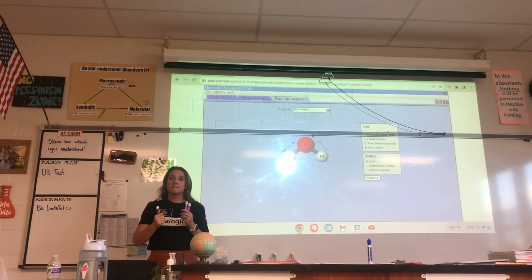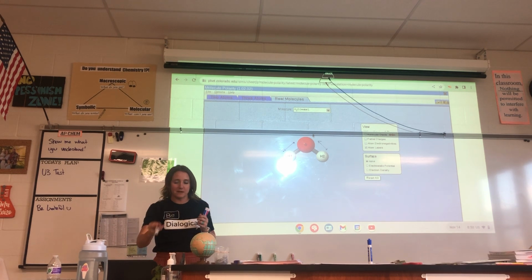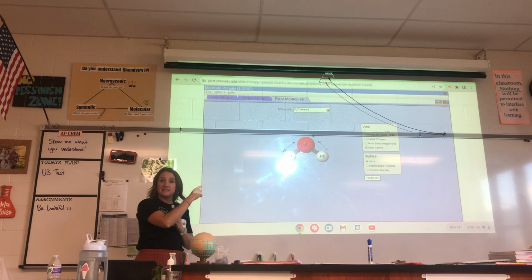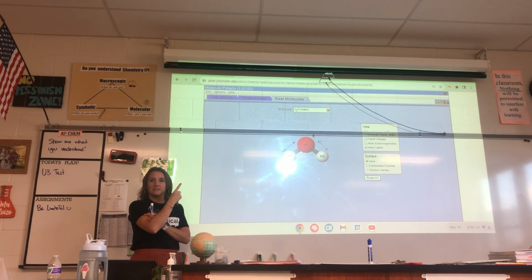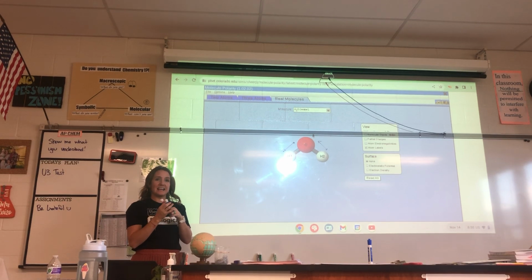The purplish looking one or the green? Yes. Yep, higher electronegativity wins the tug of war. Yeah, good reminder. Okay, so draw those arrows on your paper in pencil. Then, with your two colors, which side's going to be negative?